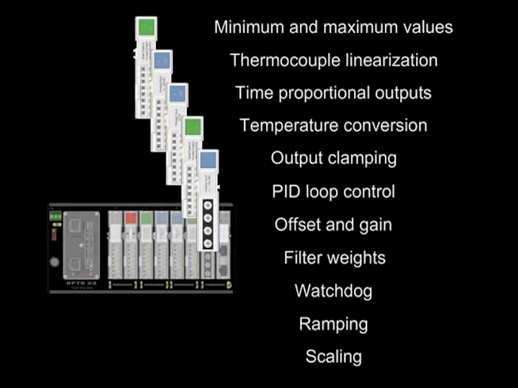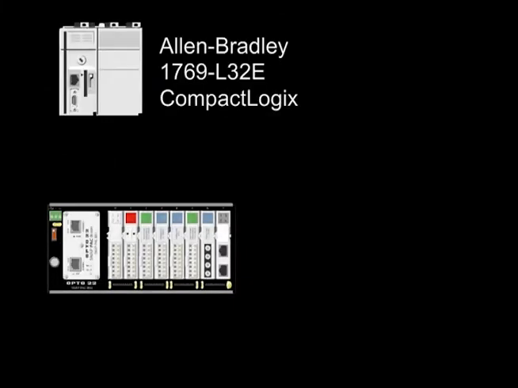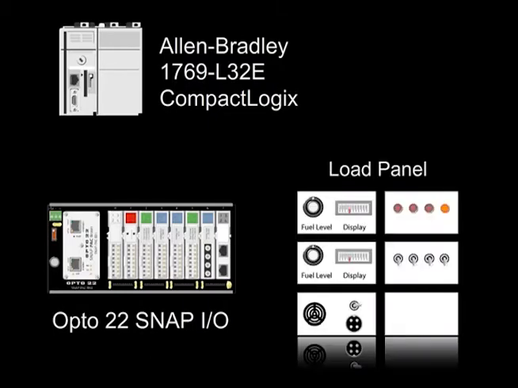On the analog side, Snap-IO handles all the features you see here, such as PID loop control, output clamping and ramping, and filter weights. Just as with the discrete features, this functionality is configured and calculated down at the I/O unit level, freeing up the main controller for other tasks. For all the videos, we're using an Allen Bradley 1769 L32E Compact Logix controller, Opto 22 Snap-IO, and a load panel with various inputs and outputs.